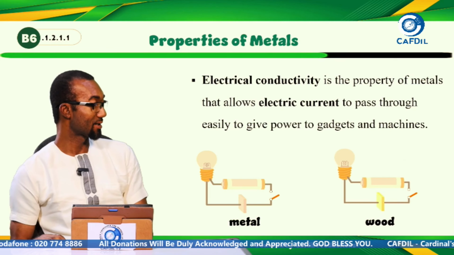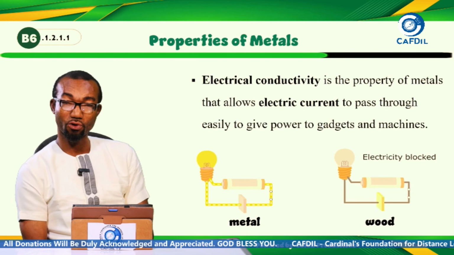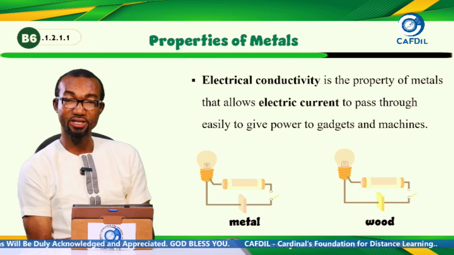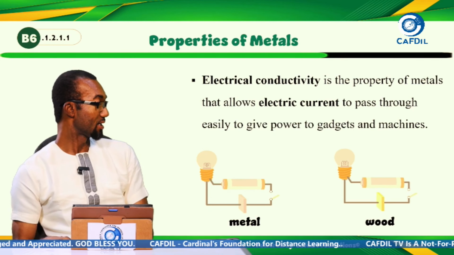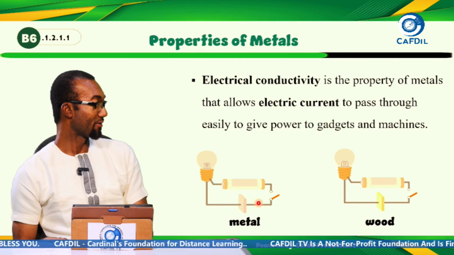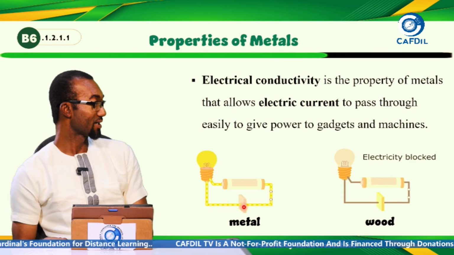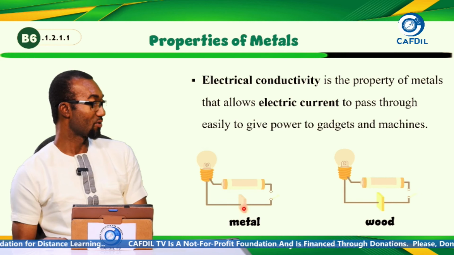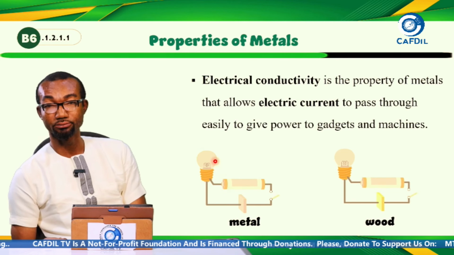So let's look at this example. There's a circuit. I know in class 4, class 5, as you are in P6, you did basic electronics. And you see that we have a bulb here, we have a battery here, we have our wire, we have the switch here. And then we have joined this with a metal. Because metal is a good conductor of electricity, it will light the bulb.